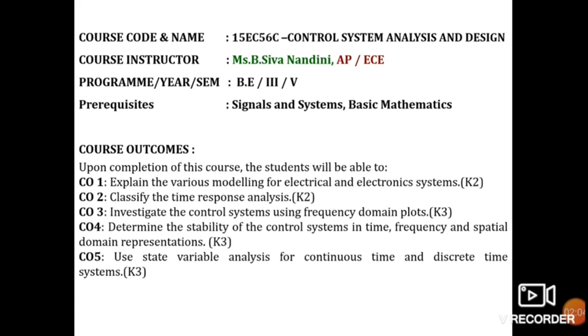So a system is a collection of components for performing a task. A control system means, in addition, we are adding the controlling mechanism, that is, the output quantity can be controlled by the input quantity.